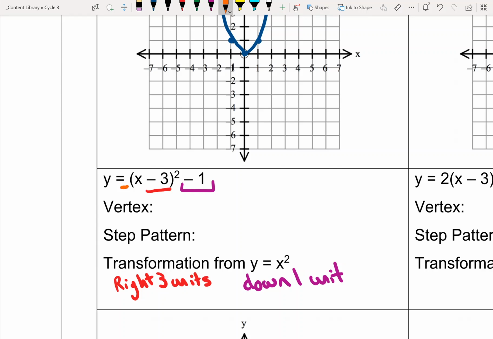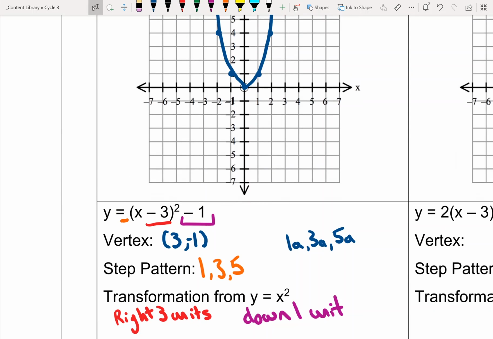So that step pattern will stay the same as 1, 3, 5. Remember, the general pattern was 1a, 3a, 5a. If my a value is 1, 1 times 1 is 1, 3 times 1 is 3, 5 times 1 is 5. So my step pattern doesn't change. The vertex I am getting from the h and k values. So my vertex is 3, -1, the opposite of what we see in the bracket, and just that last value.